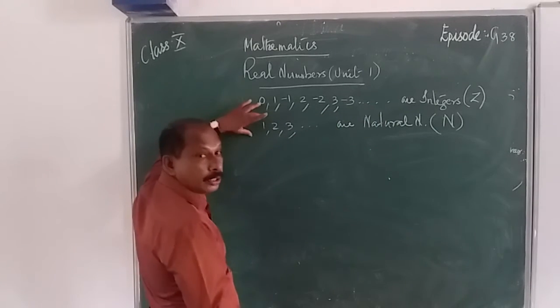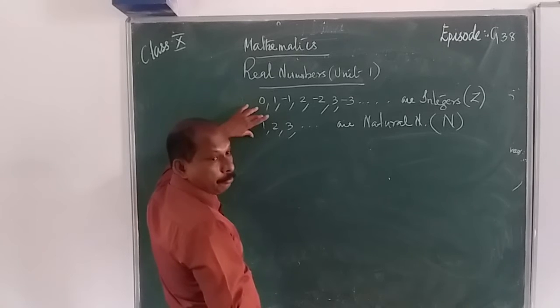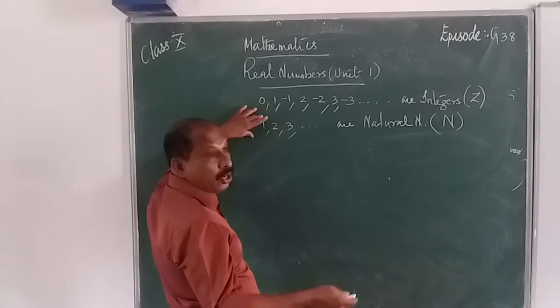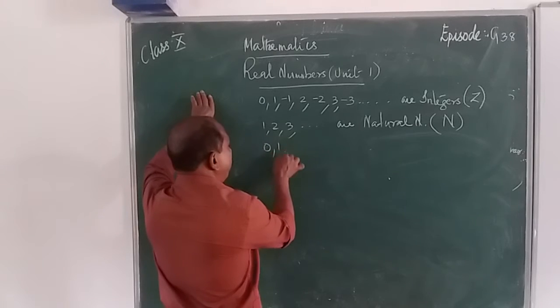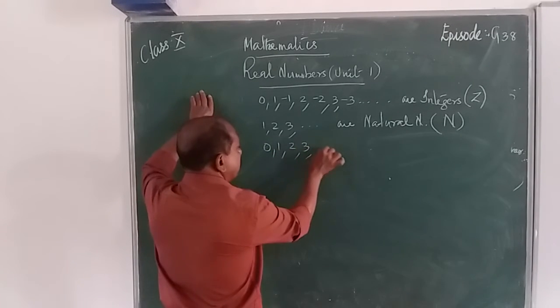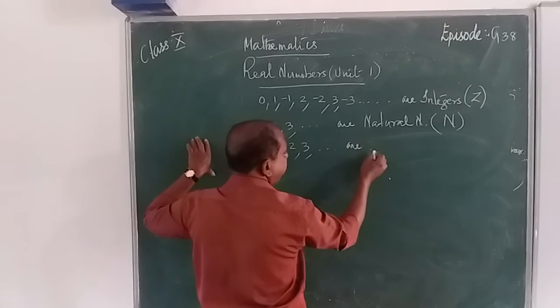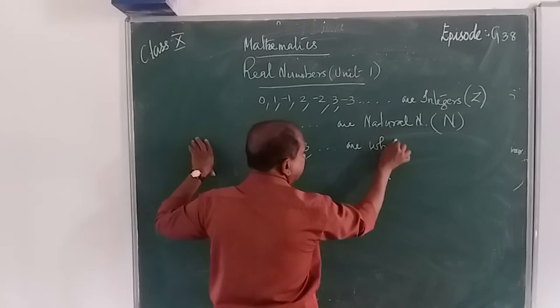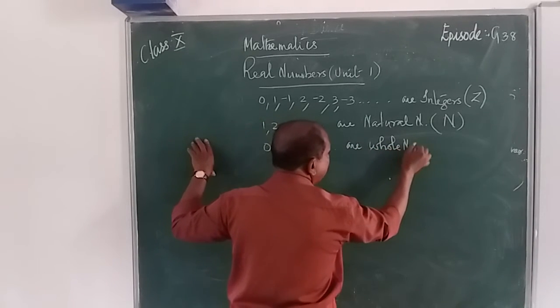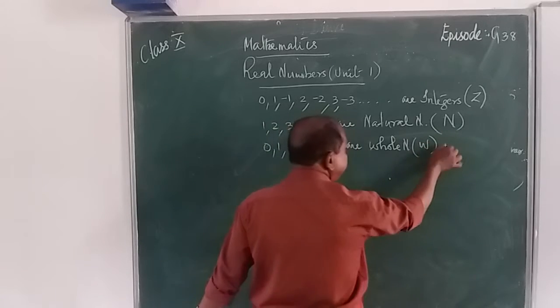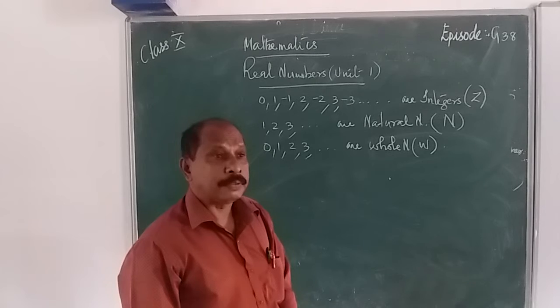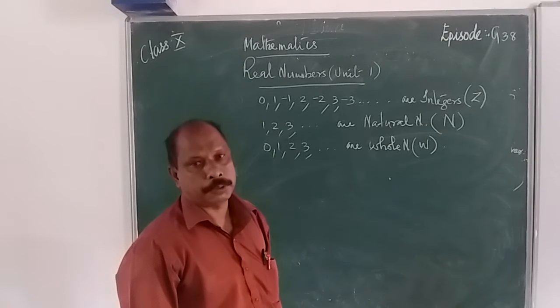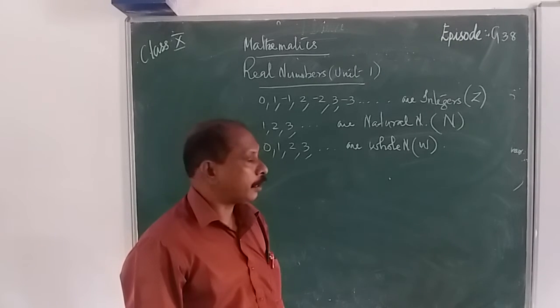With these natural numbers, 0 is also included. That means 0, 1, 2, 3, etc. are whole numbers, denoted as W. What are whole numbers? Natural numbers together with 0. They are whole numbers. Clear?